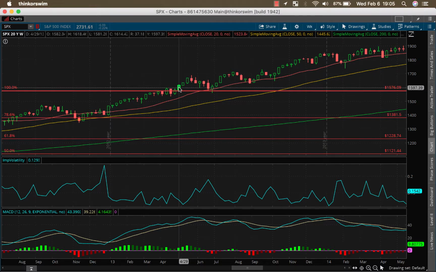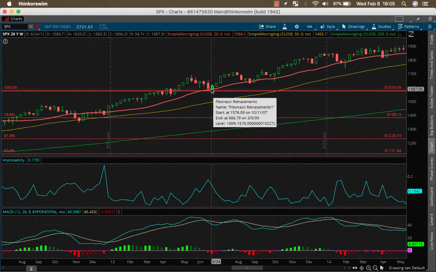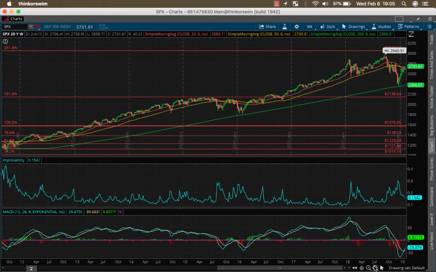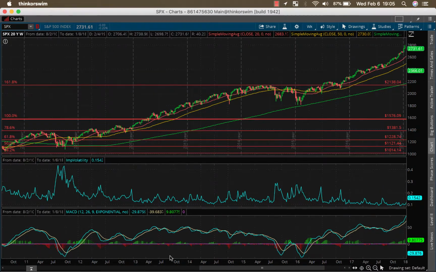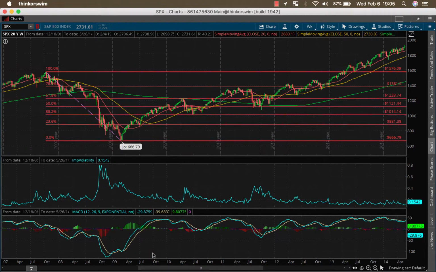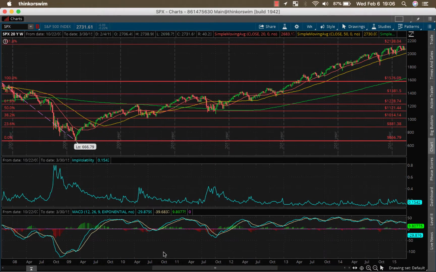And even after we did break out, we came back and retested it a short time thereafter, probably within 3 months. All right, so that's, let's see, 2009. So it took 4 years to retrace the all-time high, or I'm saying 4 years. All right, so let's go ahead and move forward in time.